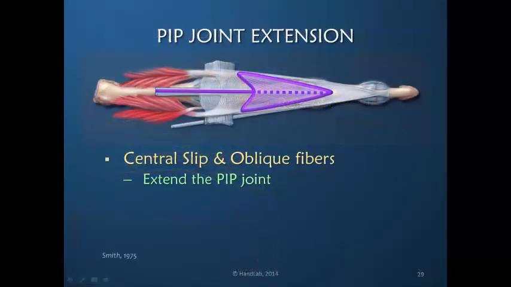Smith, in a very useful article in 1975, describes the extension of the finger by the central slip together with the oblique fibers extending the PIP joint. This is exactly what we've said. We've said that the extensor digitorum communis, or central slip, contributes to PIP extension, but when the MP joint is extended, the oblique fibers become rather primary in PIP extension.